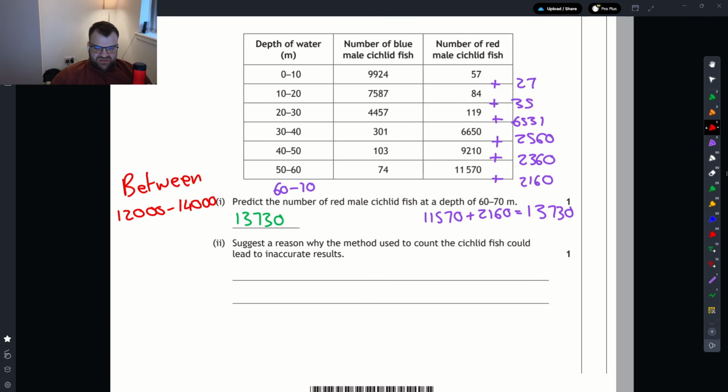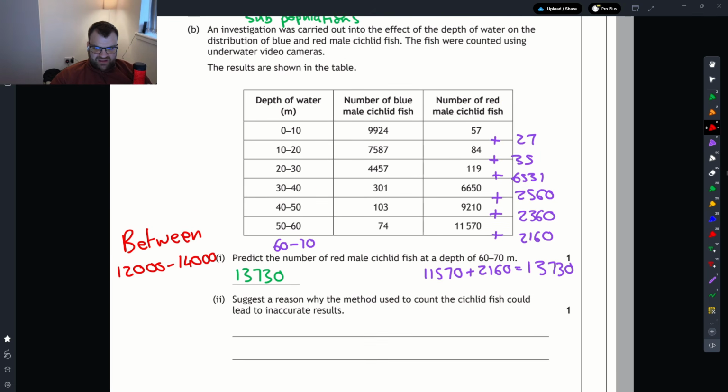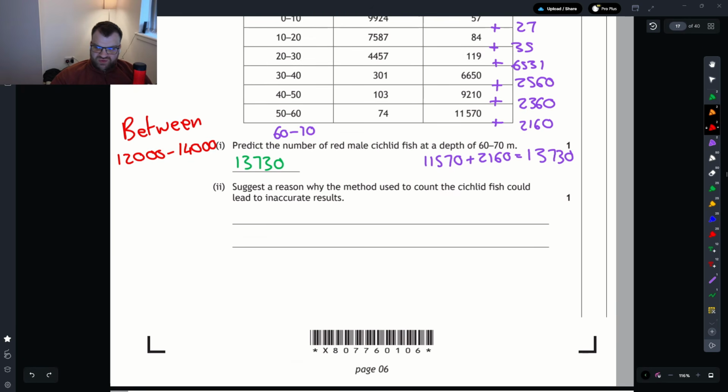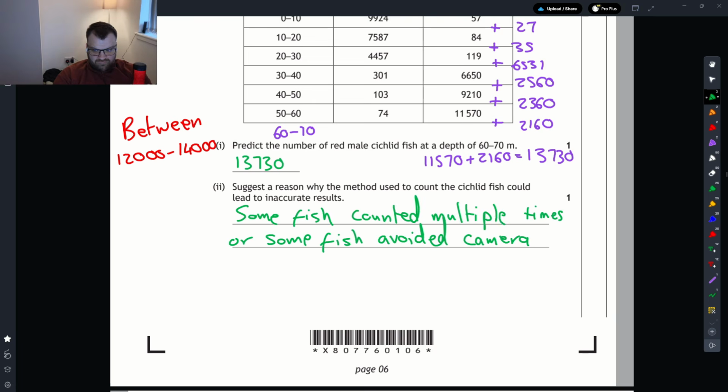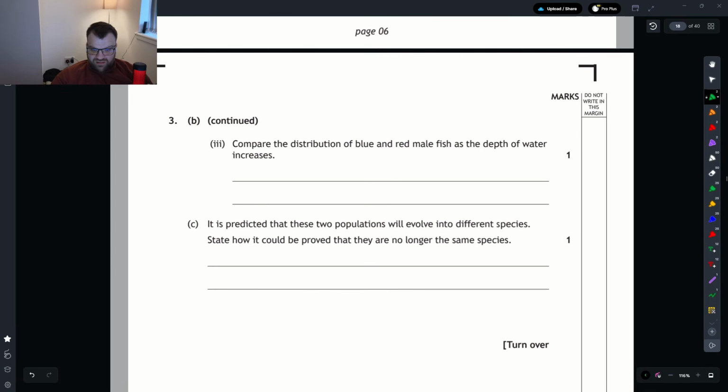Suggest a reason why the method used to count them could lead to inaccurate results. Well, they're using underwater video cameras, so you might have a fish that's passed by multiple times, or not all fish would come within the viewpoint of it. They might go behind the camera when they're moving around. And that should pick up the mark for that one.